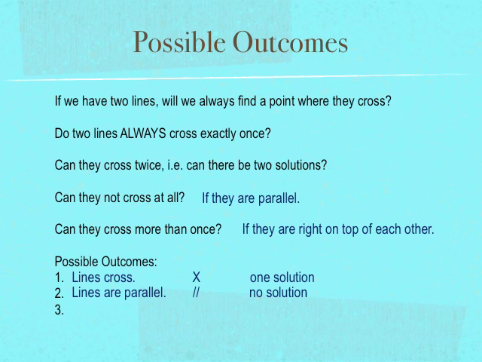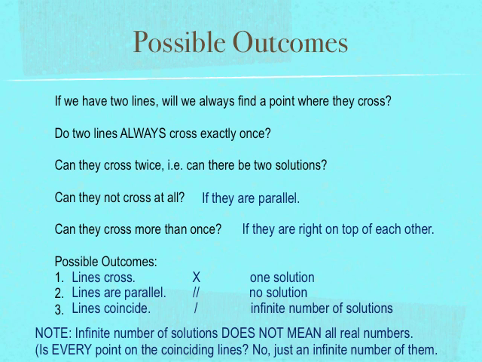Now, if the lines are parallel, they're not going to cross, so there's no solution. If the lines coincide, that means they're right on top of each other, then we have an infinite number of solutions. How do we recognize that? If my lines cross, how do I know right at the get-go that I'm going to have crossing lines? Well, once I put them in slope-intercept form, they will have different slopes. So they will have different m's.